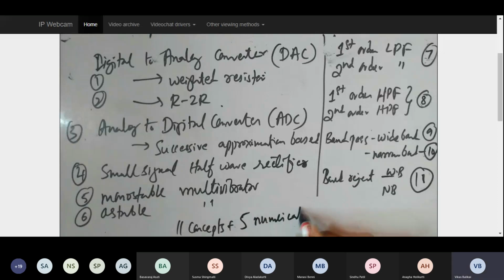So making it together, 16 concepts. If you are thorough with these 16 concepts, how many questions can you expect? This is Module 5, which means question number 9 and question number 10.